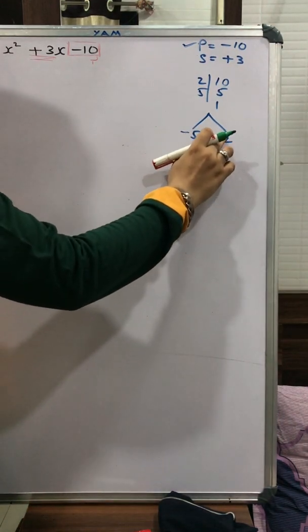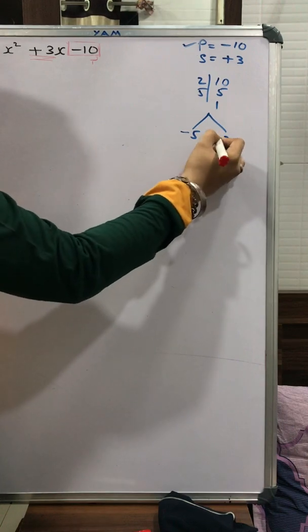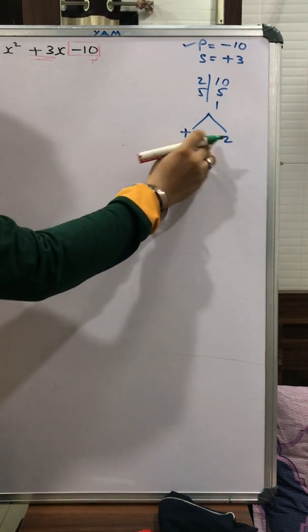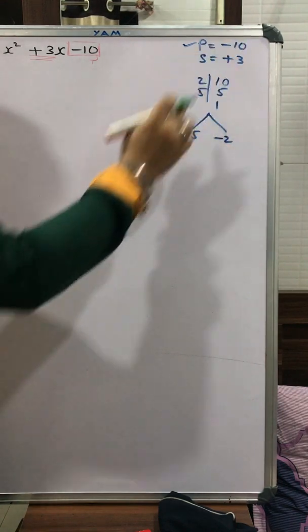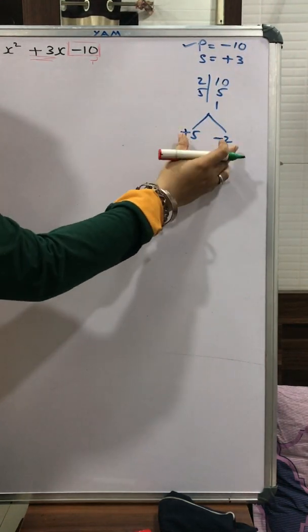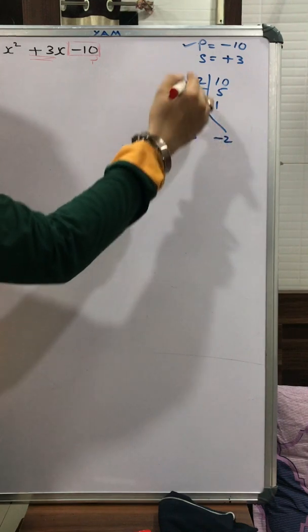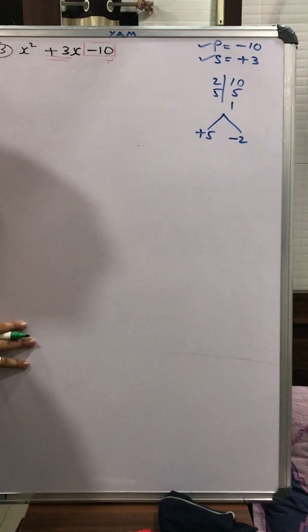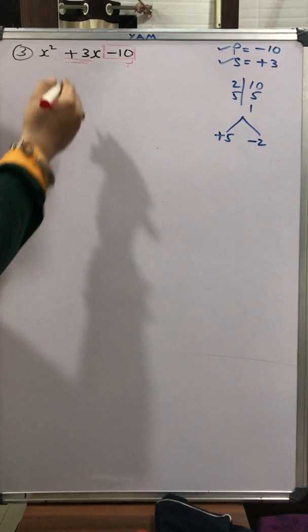So now let's change. If I put this as minus 2 and if I put this as plus 5, once again plus 5 multiplied by minus 2, I get minus 10. And when plus 5 and minus 2 are added, it is plus 3. I get this sum also. Okay, so now you can start, students. Pause your video and start solving. We are doing middle term splitting.